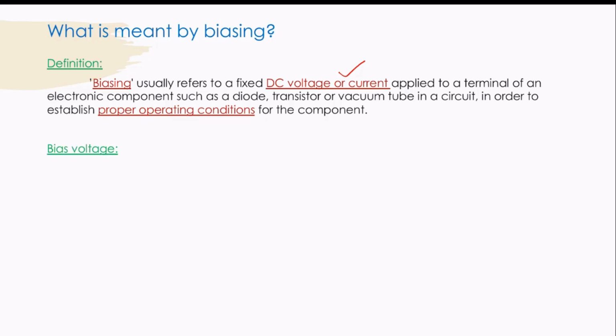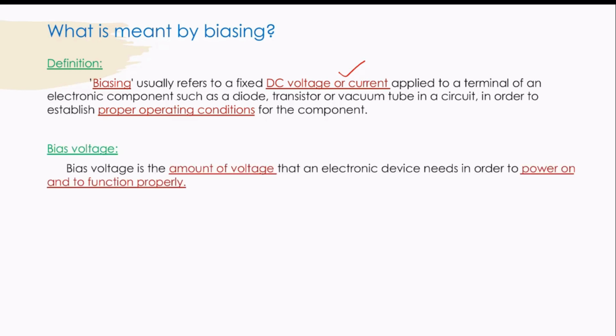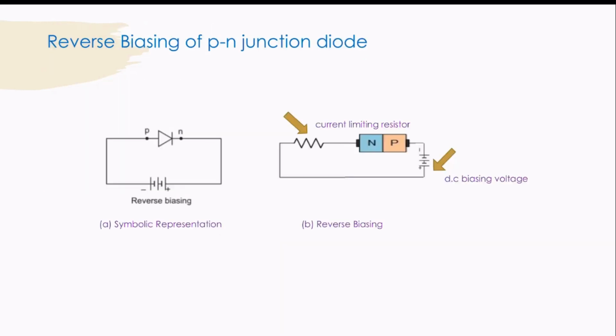Now let us see what is meant by bias voltage. The bias voltage is the amount of the voltage that an electronic device needs in order to power on and to function properly. So if you see here, this is the bias voltage which is plus 2 volts. And it is the amount of voltage that an electronic device needs in order to power on and to function properly. Now let us see about the reverse biasing of the PN junction diode.